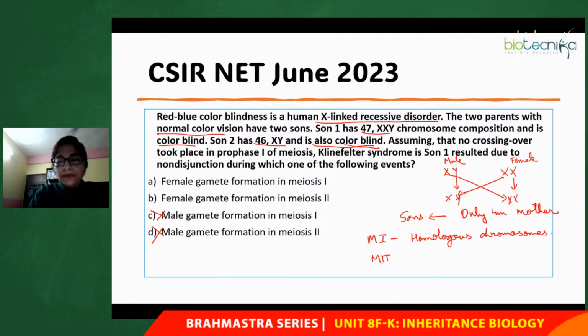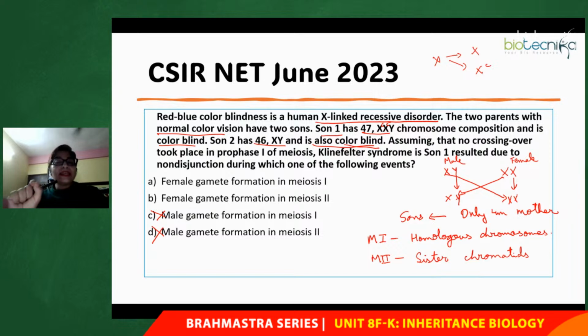Whereas in meiosis 2, it is the sister chromatids that will separate. Now, son 1, who also has Klinefelter syndrome, has color blindness. If I say this color blindness is because of this X^c allele, which is recessive, that means son 1 has the genotype X^cX^cY, because he has color blindness, meaning both X chromosomes have X^c.